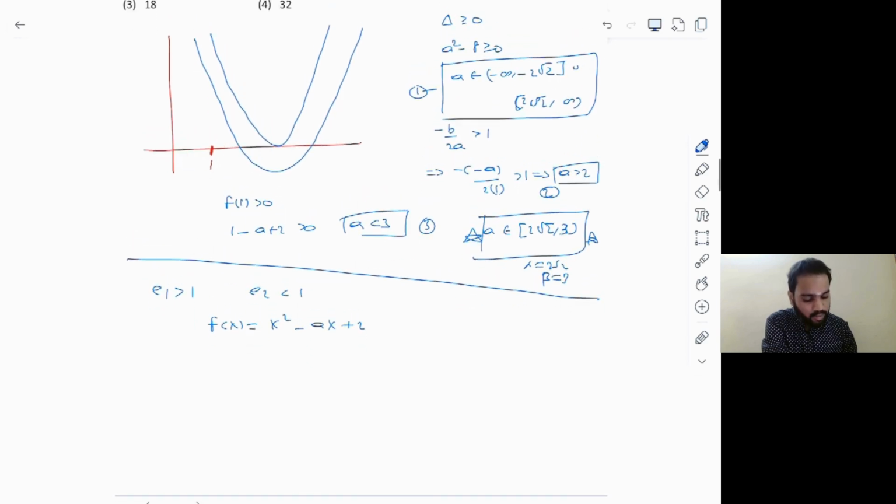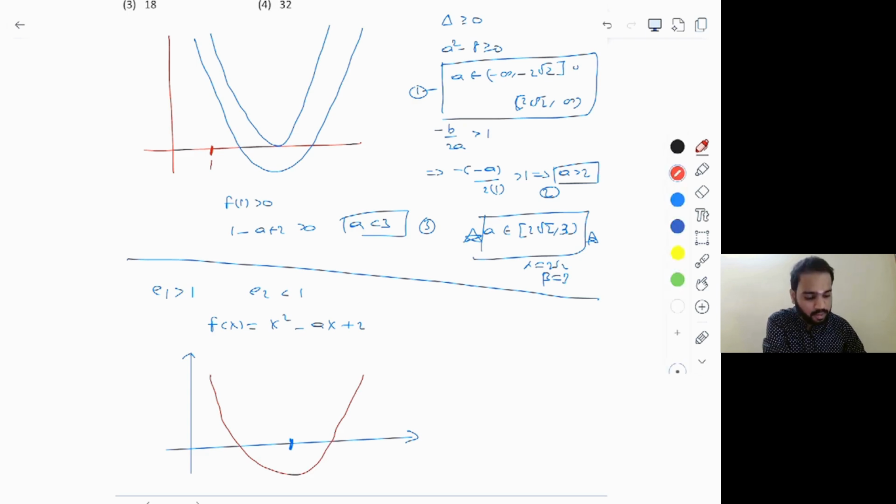But what's the main thing here? If you try to plot the graph, it is an upward parabola, known to you. Let me mark the value 1 here. The main condition is that one root is greater than 1 and the other root is less than 1, and since it is an upward parabola, the only possibility for the graph is this. Now, based on this, what are your conclusions? Delta should be strictly greater than 0, because it can't have equal roots.